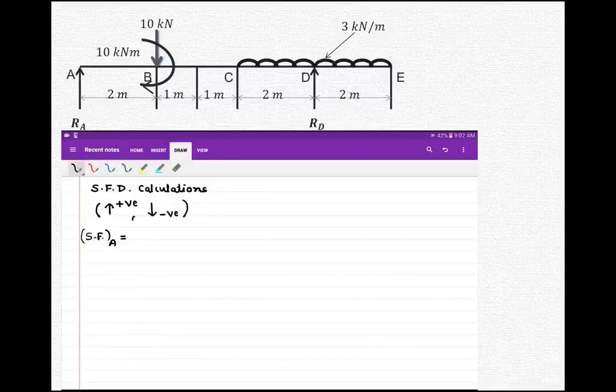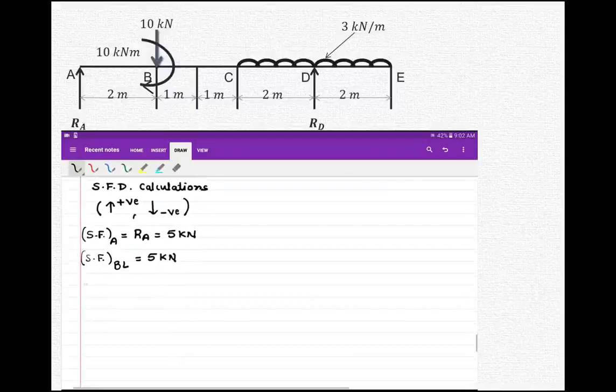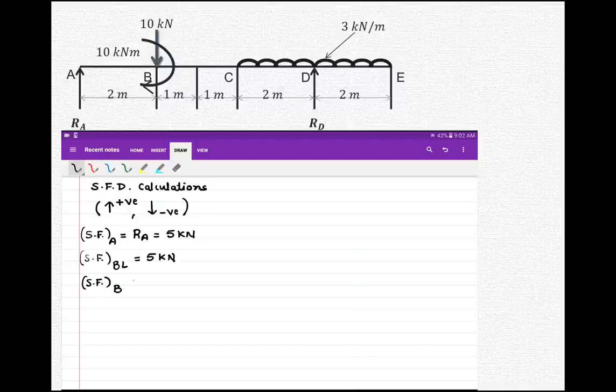So let us start with our shear force diagram calculations. Shear force at A will be equal to RA, that is nothing but 5 kilonewton. Shear force at B left will be same as that of shear force at A, because no other force acts between A and B. Shear force exactly at B, we have to take into consideration the effect of downward acting 10 kilonewton force. So that is 5 minus 10, that is minus 5 kilonewton.